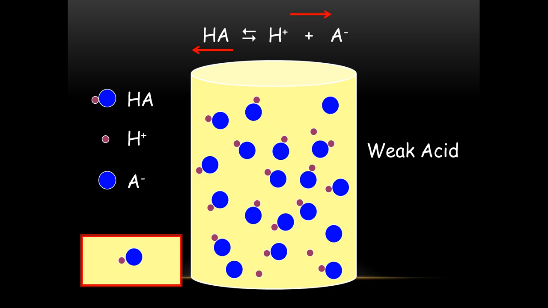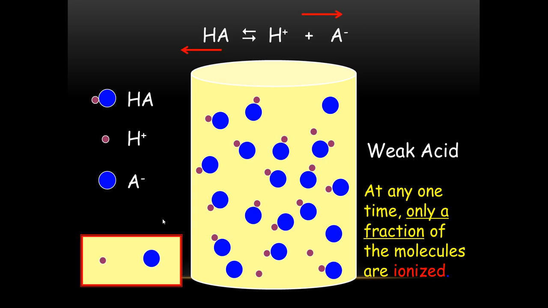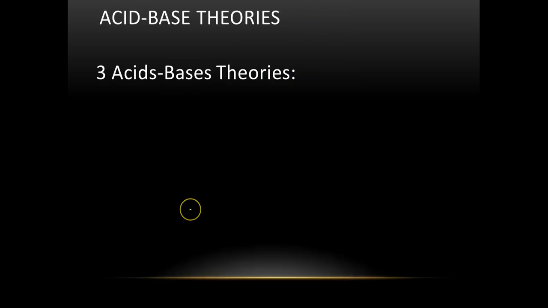And this is a little picture here you see. They are constantly going back and forth. And at any one time, only a fraction of them are ionized, just like you see in the picture. So I have 3 out of, I don't know how many that is, like 20. And that'll be the same fraction for any particular acid. All right, that's a basic review.